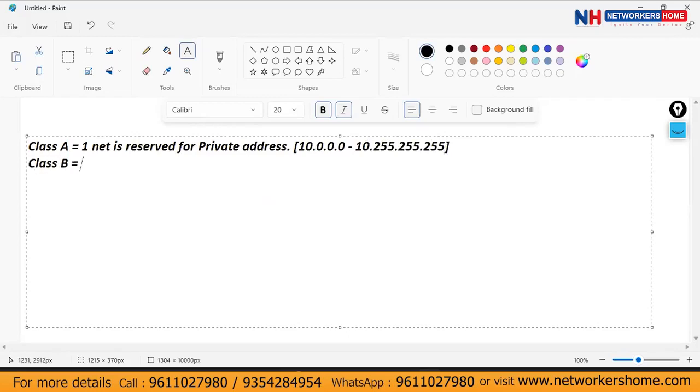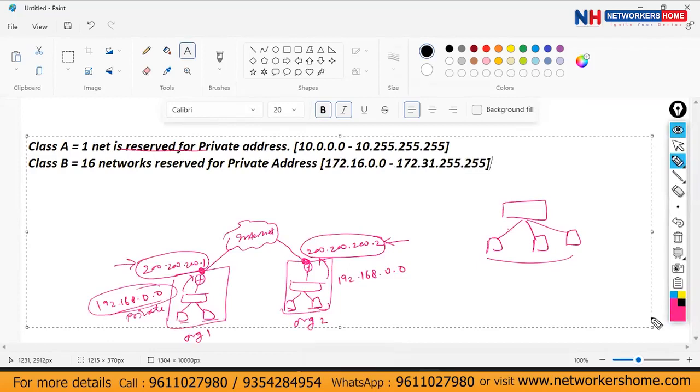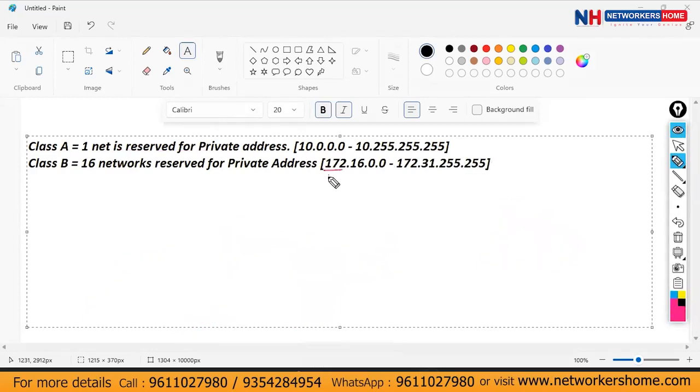In case of class B, a total of 16 networks are reserved for private addresses, starting from 172.16.0.0 till 172.31.255.255. This is the reservation in class B. It means if you see any IP address from this range, that is a private address. And why am I saying 16 networks are reserved? Because in case of class B, how many network octets? 2 octets. So if the network octet is changing, the total network is changing. So from 16 till 31, how many?